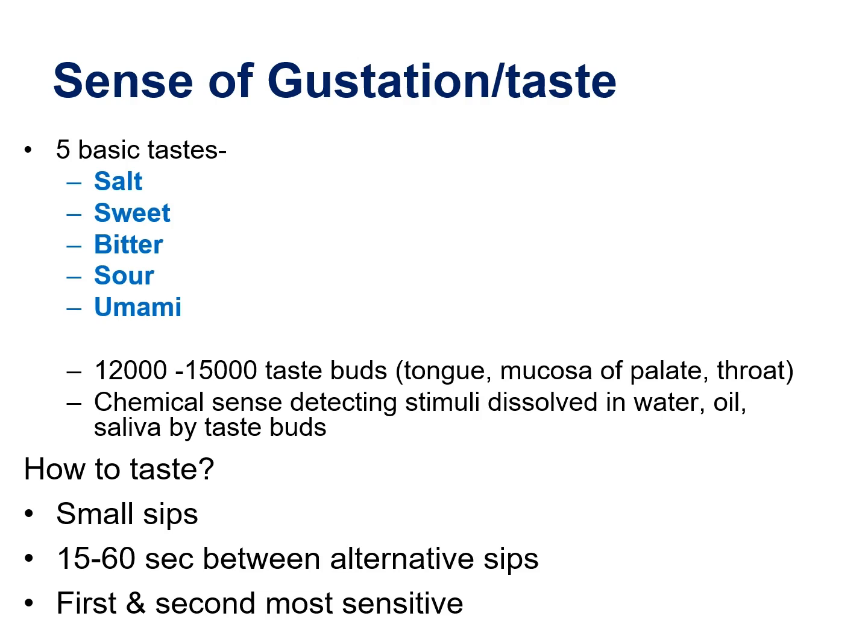So when using these senses, you have to take small sips and wait 15 to 60 seconds between alternate steps. If not, that will cause some bias. The first and second most sensitive one is this taste sense, so it is a very critical test factor for sensory evaluation.